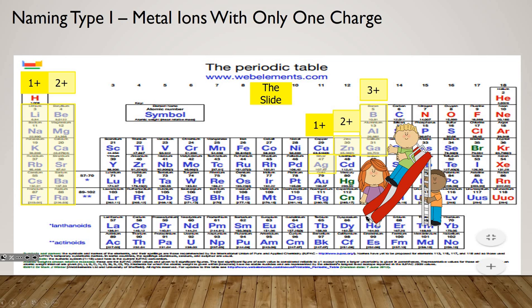So these ones always have this charge. Just remember, hydrogen's not part of the group. It's going to have its own type. It's very particular.